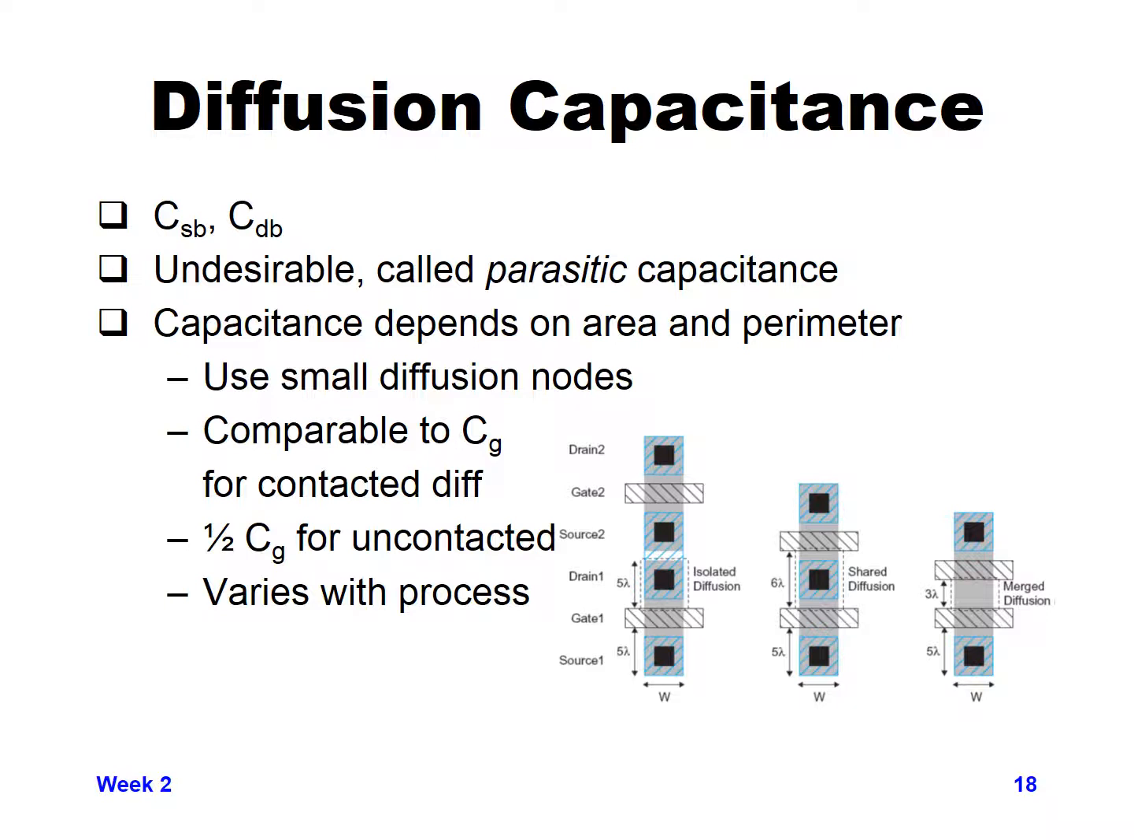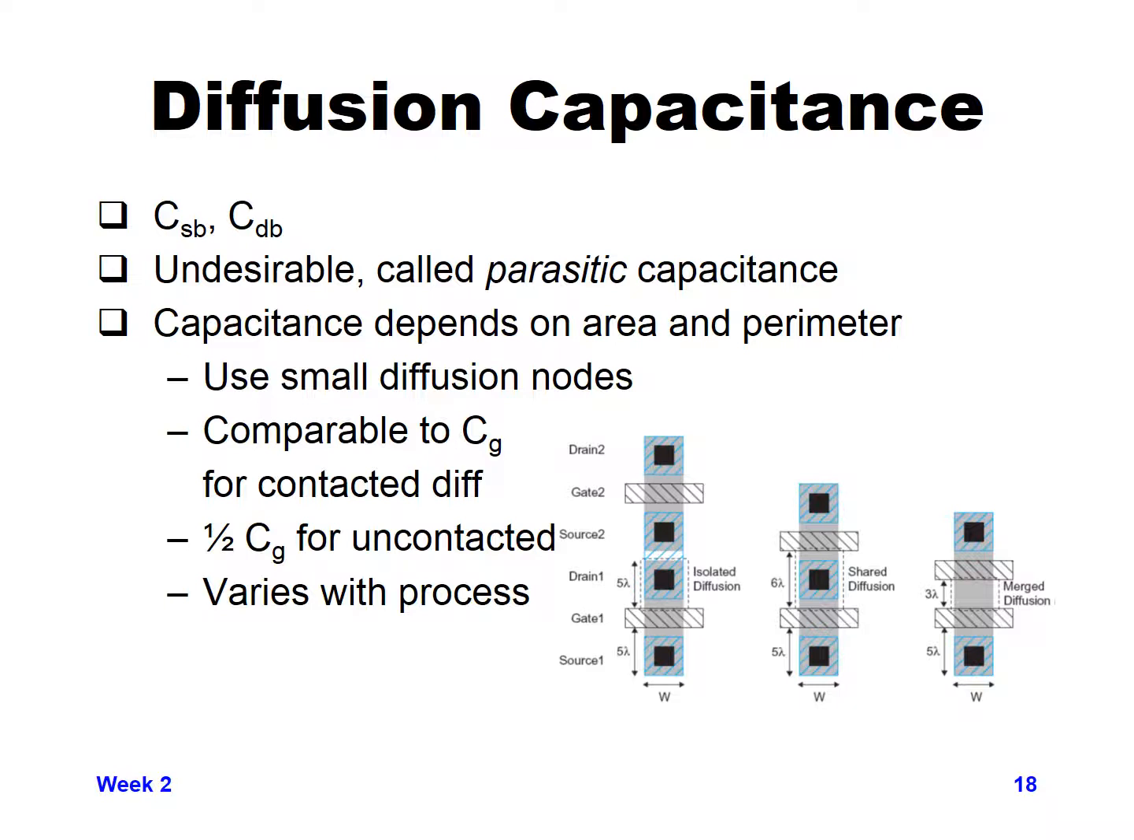So the last thing that I want to talk about in this particular section is our diffusion capacitance. I mentioned that the diffusion has capacitance to the substrate. So we have capacitance from the source to body, CSB, and from the drain to the body, CDB. This capacitance is typically undesirable and is called a parasitic capacitance.